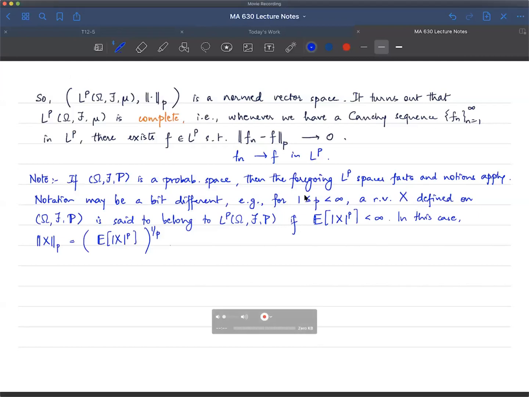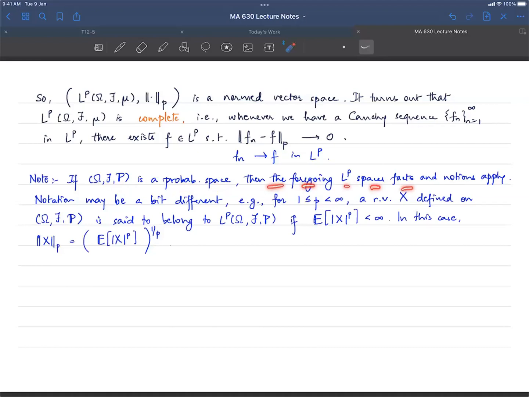All right. Now, everything we've said automatically carries over to probability spaces because, of course, probability spaces are special cases of measure spaces. So let's see what would happen there. The only thing that changes is the notation. If omega, F, P is a probability space, then the foregoing L^p spaces facts and notions apply. The only thing that may change is that the notation may be a bit different.